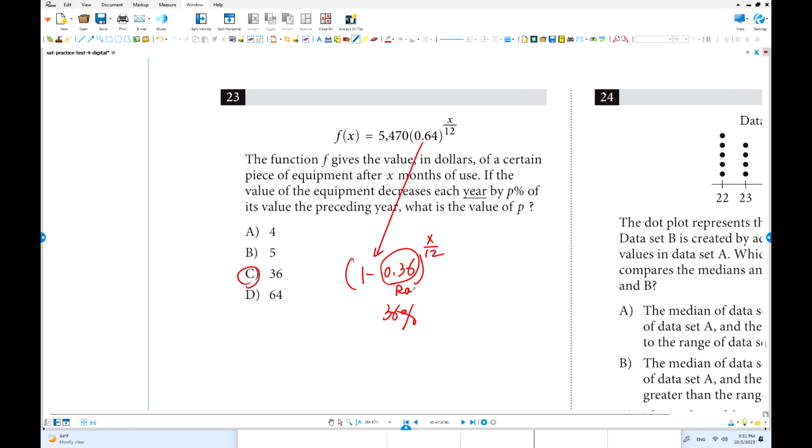This is the rate. Minus is what? Decay rate. Plus is what? Growth rate. The whole thing is about 1 minus 0.36, which is 0.64. That is the decay factor, okay? That's a different name, okay?